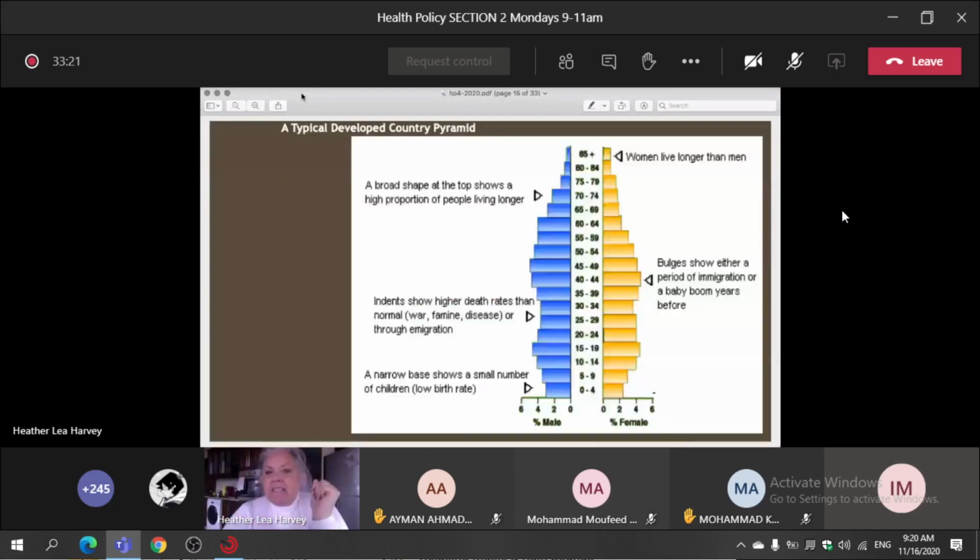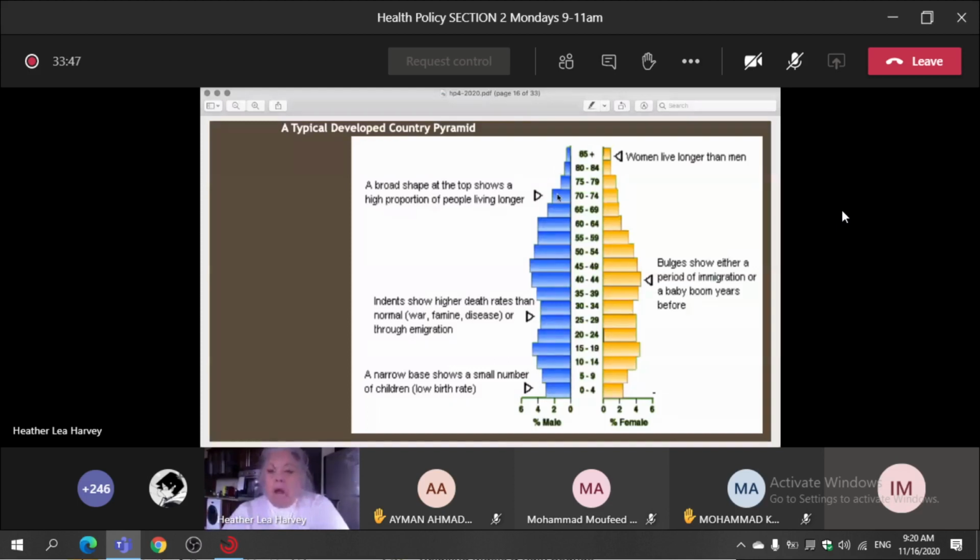Now, let's look at what we call a developed country pyramid. This is more of the aging, not the aged, but the aging. And here we start to see what? It's smaller at the bottom. We see a lot of people in the middle. And we see a higher, longer life expectancy. Again, women are living longer than men.